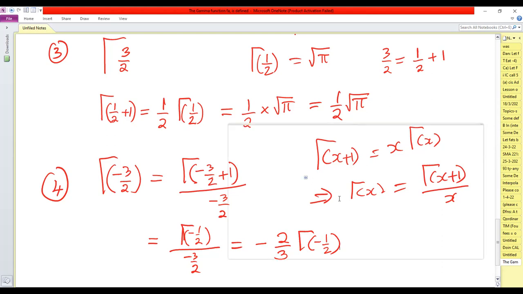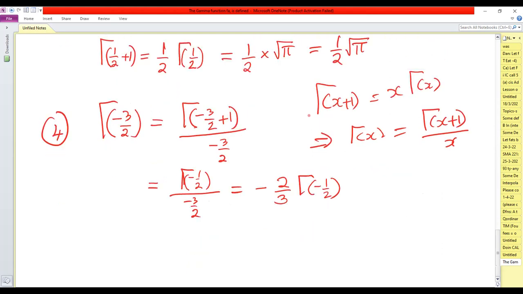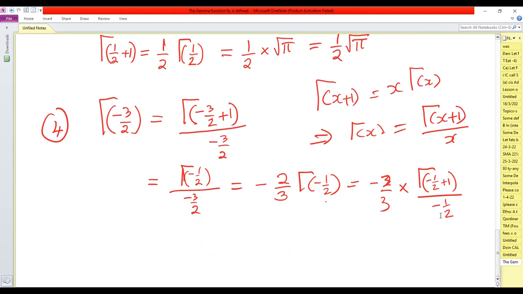We still apply the same property of gamma of x given by gamma of x plus 1 over x to this one here. So this is the same as negative 2 over 3 times gamma of negative a half plus 1 and then over negative a half. So this will be the same as negative 2 over 3 times, the reciprocal of this will be negative 2 over 1 times gamma of negative a half plus 1, which is a half.